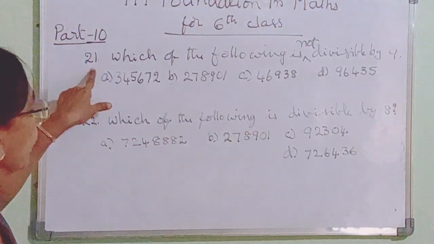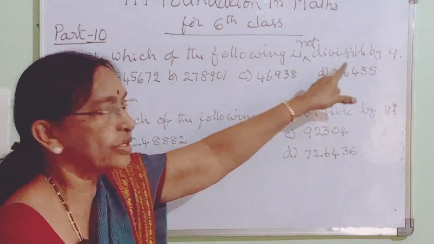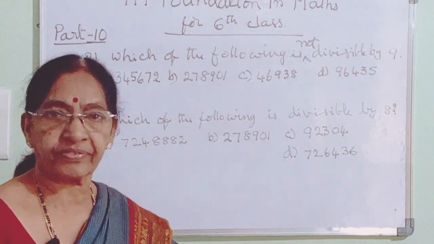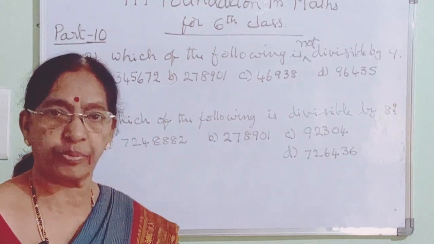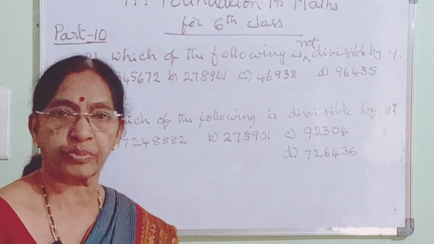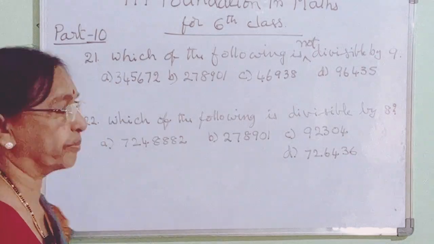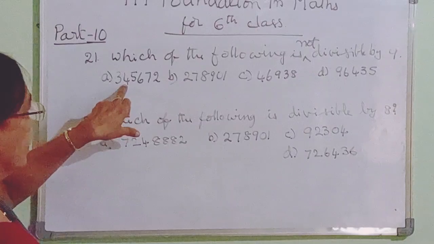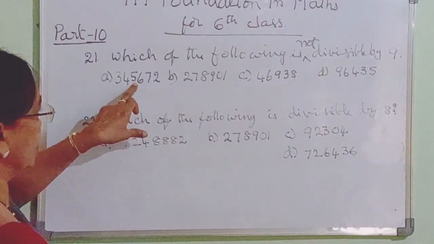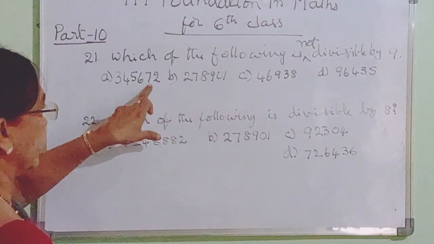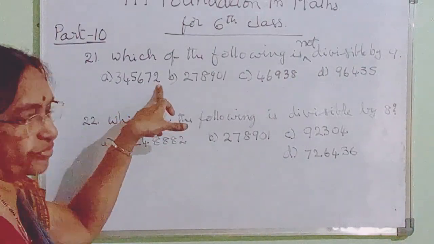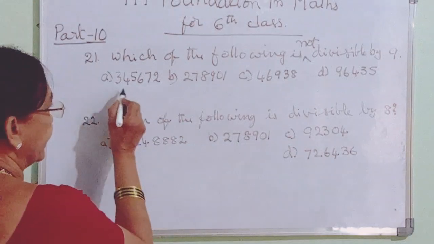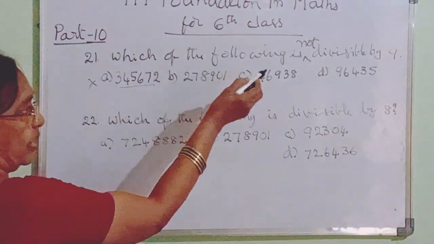So next problem, the 21st one. Which of the following is not divisible by 9? The divisibility test for 9 is, if the sum of the digits of a number is divisible by 9, then the whole number is divisible by 9. So we will get the sum of the digits. Here the sum of the digits: 3 plus 4 is 7, 7 plus 5 is 12, 12 plus 6 is 18, 18 plus 7 is 25, 25 plus 2 is 27. 27 is divisible by 9. Therefore, it is divisible by 9. Therefore, it is not the answer.